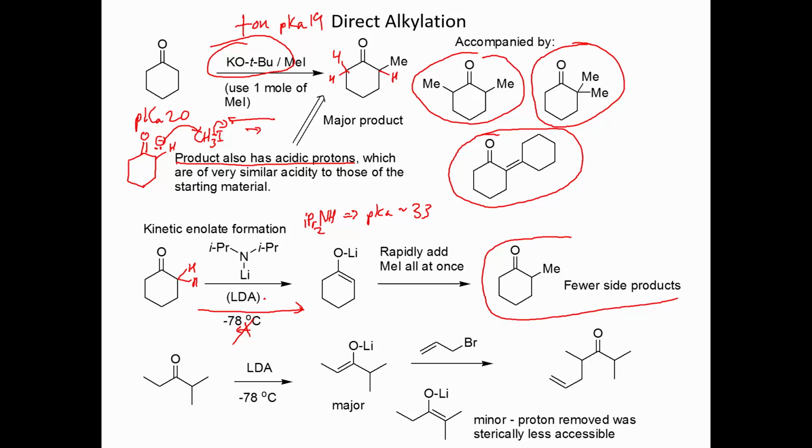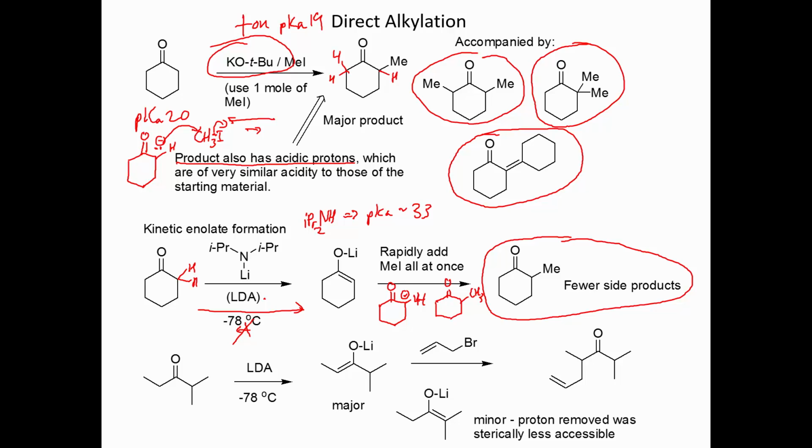You have to add it directly, because if there's a time when the reaction is about halfway over and these two compounds are both present, one of the things that can happen is that these two can swap protons, and you could conceivably get over-alkylation reactions. So you have to be very careful how you add the methyl iodide.